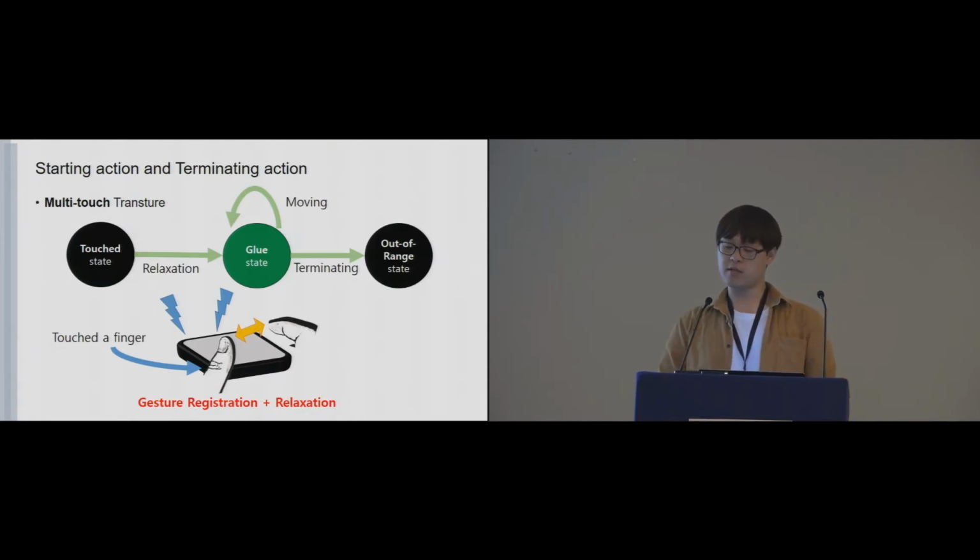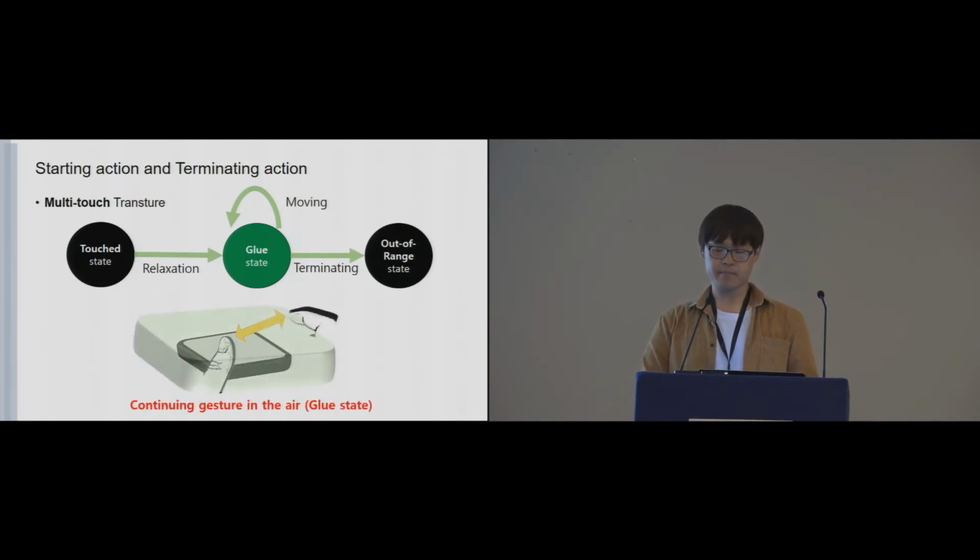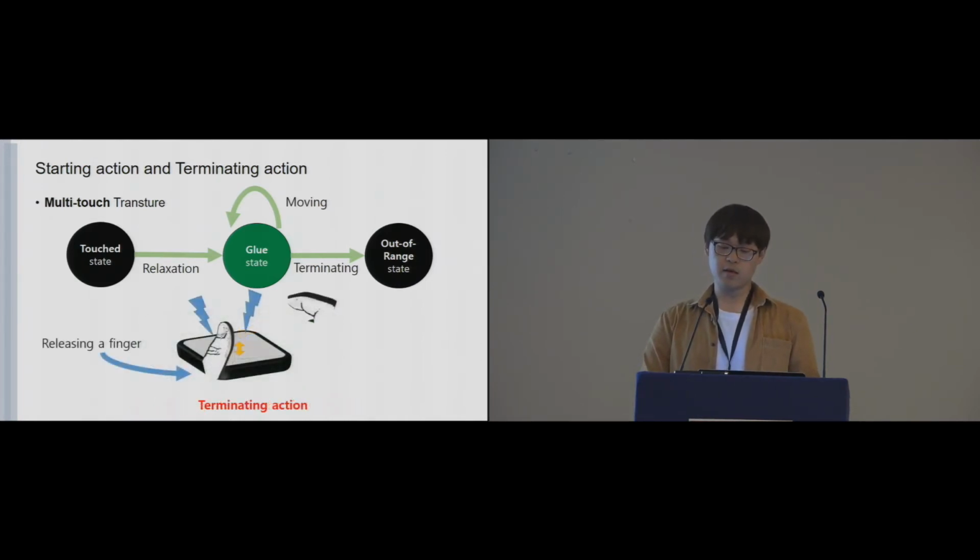And when the glue state is starting, haptic feedback is given to let a user know the glue state is starting. Then a user can do a continuing gesture in the air. After that, if a user wants to kill a gesture, a user releases the touched finger, zooming in the picture when the glue state is done. When the glue state is done, haptic feedback is given to let a user know the glue state is done.